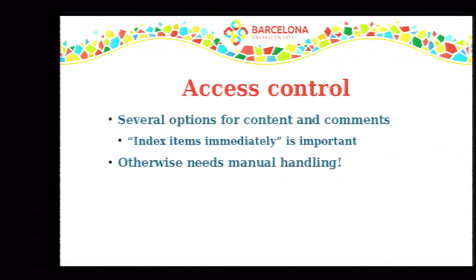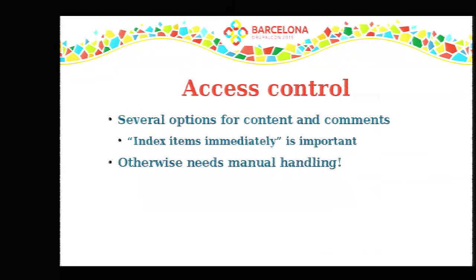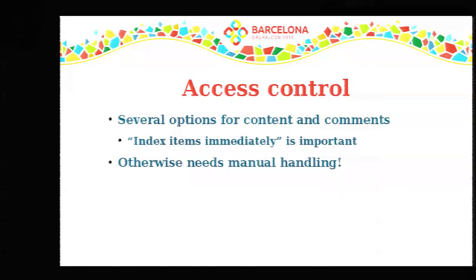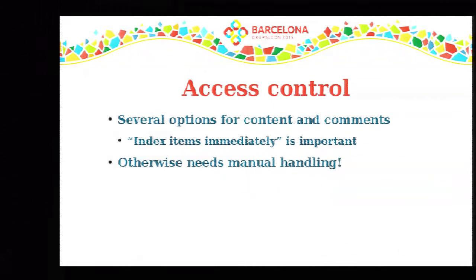But since nodes and comments are, of course, the main use case here, we implemented Drupal's own node access mechanism in the search API. So if your site is using that, you can just enable this processor, and everything will be taken care of automatically. And as mentioned before, index items immediately is important to enable here, because otherwise the node access checks will use stale data and you'll run into problems. There are other modules that don't use node access, Drupal's core node access system, so those will have to be handled separately, and also all other data sources, as far as they have some access control, you would have to take care of that yourself too.